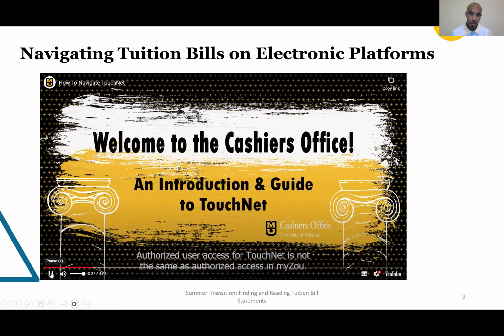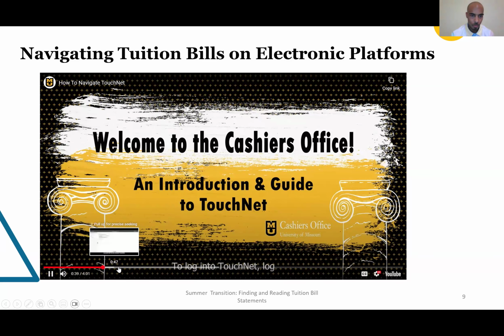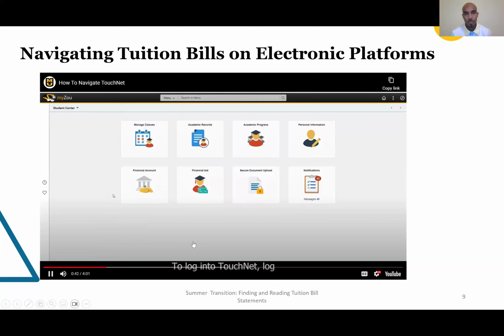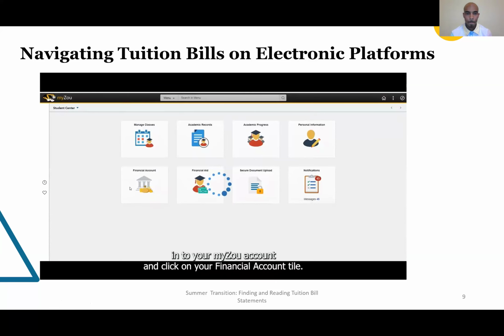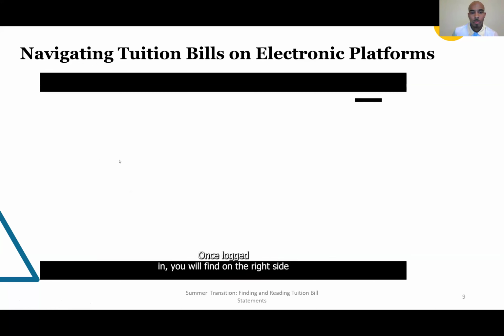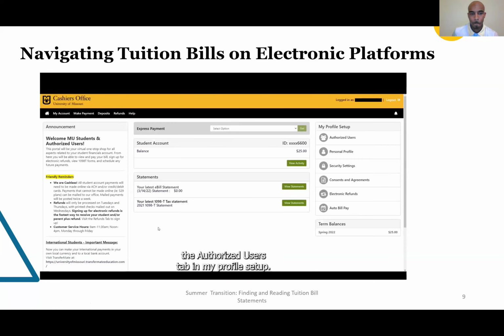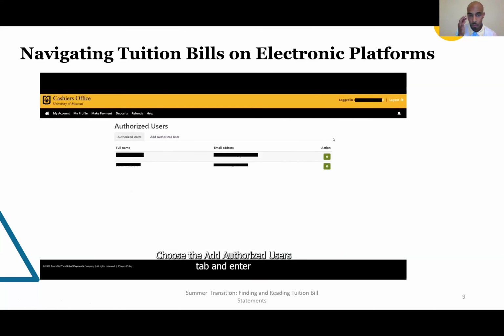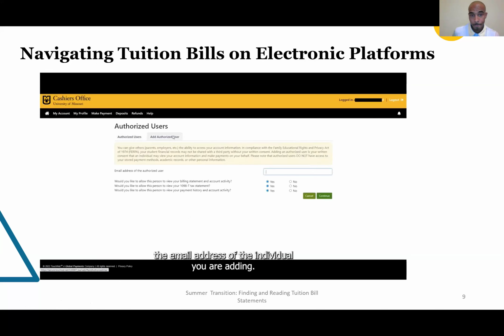Authorized user access for TouchNet is not the same as authorized access in MyZou. Both must be granted to have access to both systems. To log into TouchNet, log into your MyZou account and click on your Financial Account tab. There you will find the link to enter TouchNet. Once logged in, you will find on the right side the Authorized Users tab in My Profile Setup. Choose the Add Authorized Users tab and enter the email address of the individual you are adding. Mark what access you would like to allow, and the individual will receive an email to finish the setup process.